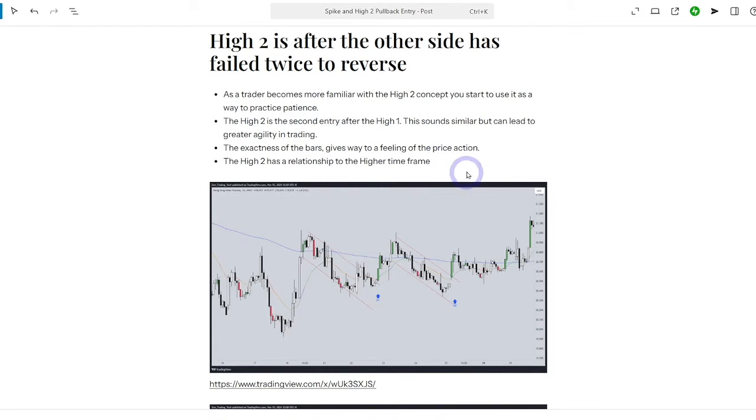With this kind of understanding, now, no matter what the chart is doing, we're able to kind of blur the eyes to see what's happening. This is what I also call a high 2 on a higher time frame. Let's take a look at some charts. So here we can see, I've written, as a trader becomes more familiar, you can use it as a way to practice patience. You're waiting for the bear pullbacks to finish to get in. You're not in a hurry to buy high.